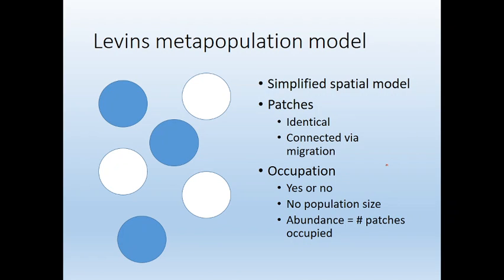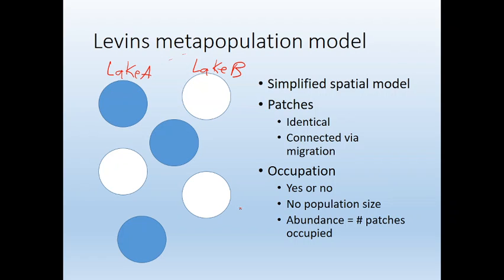So this idea comes from a guy named Levins, and his metapopulation model is still pretty simple, right? But there are some really interesting dynamics that are super important for conservation that we'll see in the next lecture. This simplified spatial model uses different patches, okay? And I think the easiest way to think of this is, if this is Lake A, this is Lake B. Now, these could be forests, these could be prairie patches.